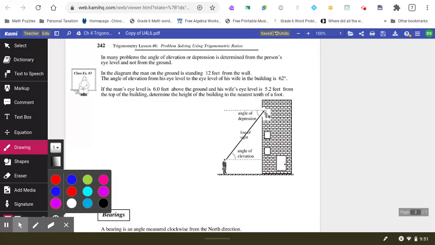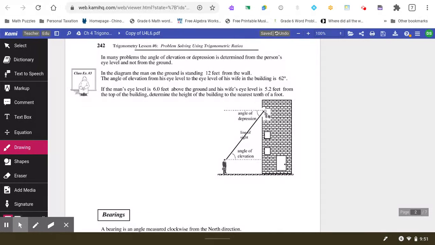All right, 242, here we go. It says, in many problems, the angle of elevation or depression is determined from the person's eye level and not from the ground. So it's a good thing to look at. It says in the diagram, the man on the ground is 12 meters from the wall. So we've got to put 12 meters there. The angle of elevation from his eye level to the eye level of the wife is 62.